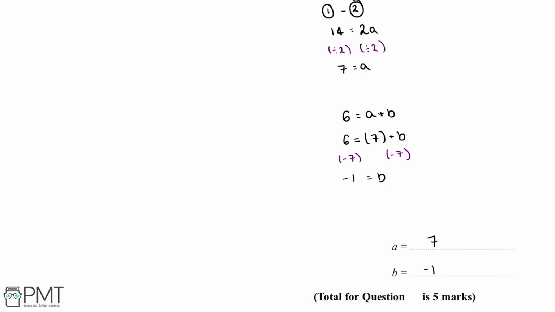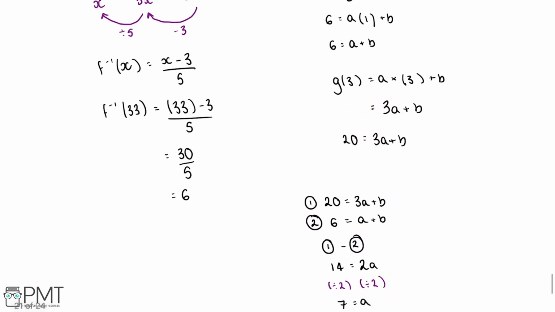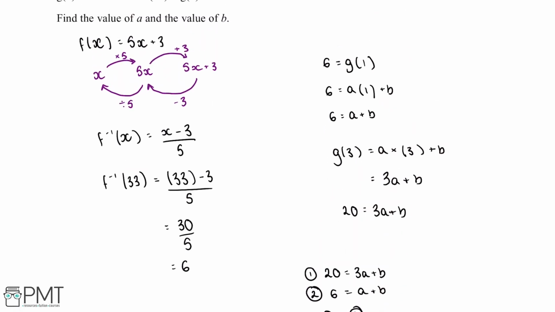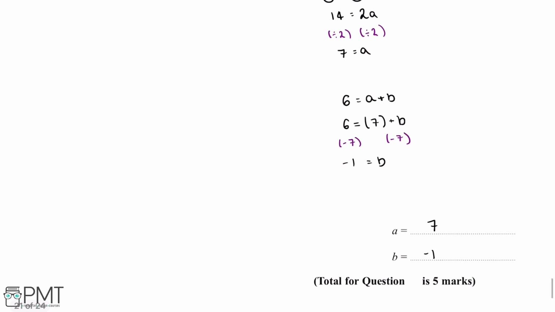Now this question's worth 5 marks. We'll get our first mark for using a process to find the inverse of f of x. We'll get our second mark for substituting the value of x equals 33 into our equation which we worked out for the inverse of f of x. We'll get our third mark for forming an equation from g of 1. We'll get our fourth mark for forming an equation from g of 3. And our final mark for working out the correct values for a and b.